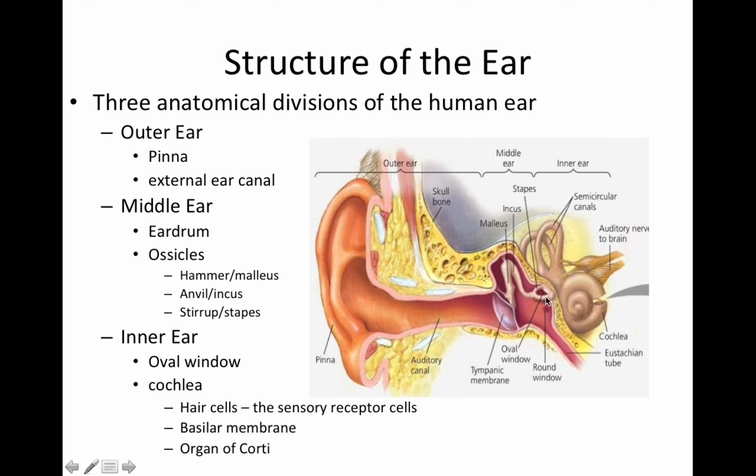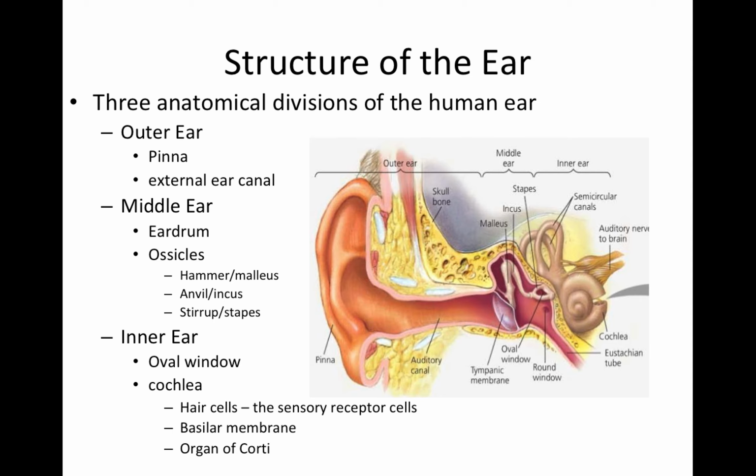The middle ear is an air-filled chamber, and it contains the three smallest bones in the human body. These are what we call the ossicles. Aren't they cute? Three smallest bones in our bodies. Within the ossicles, we have three parts. We have the hammer, or malleus, the anvil, also called the incus, and the stirrup, which is also called the stapes. So don't get confused. I know there are two names for everything in neuroscience.